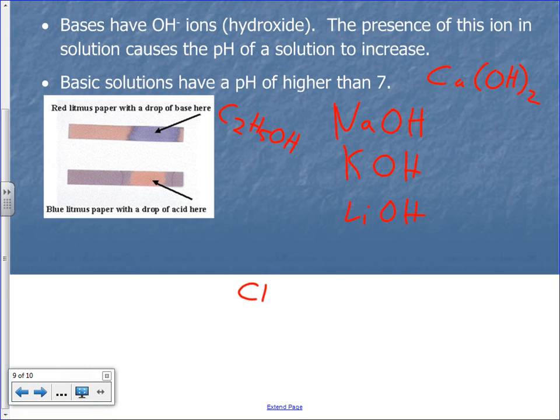Here's one that's tricky. You'll sometimes see this, CH3COOH. What's that stuff? That's vinegar. It's acetic acid. Why is it called acetic acid? This ion is on your table of polyatomic ions. On yours, it's written like this, CH3CO2, and it's a -1 charge. It's acetate. This is acetic acid. When this breaks up, it breaks up into this and that. It gives away a hydrogen. That makes it acidic.